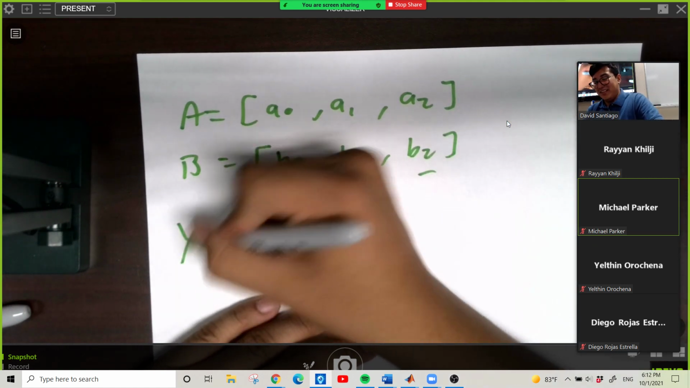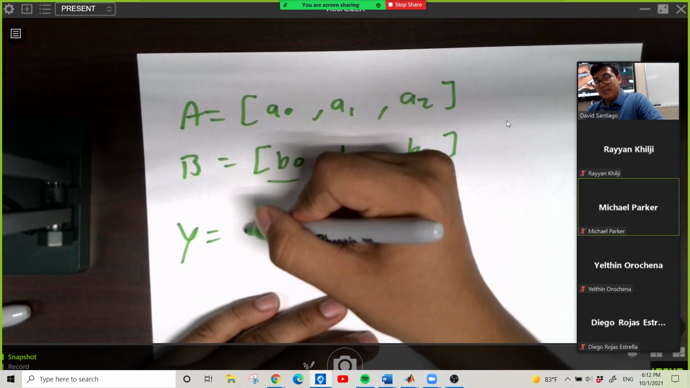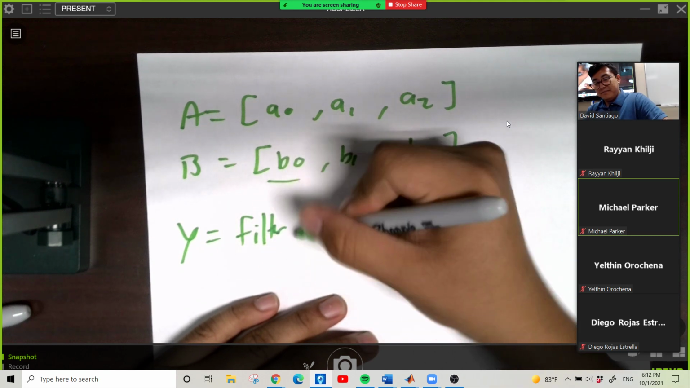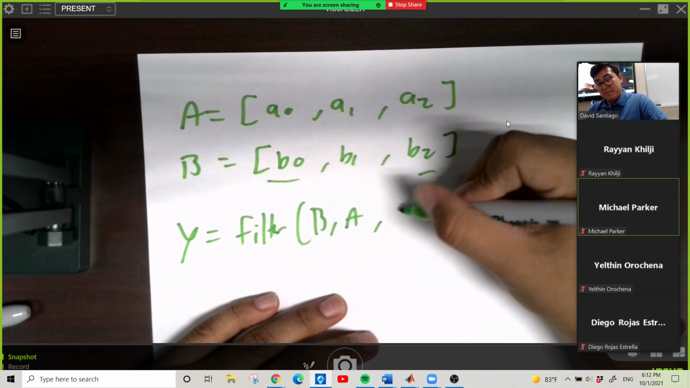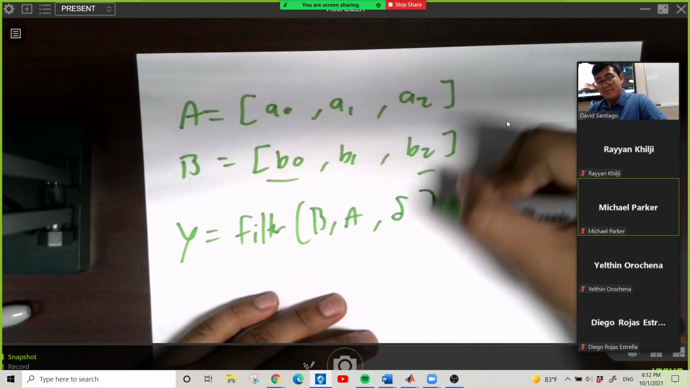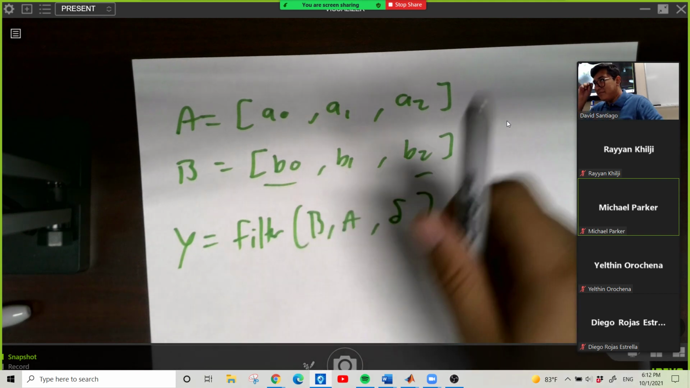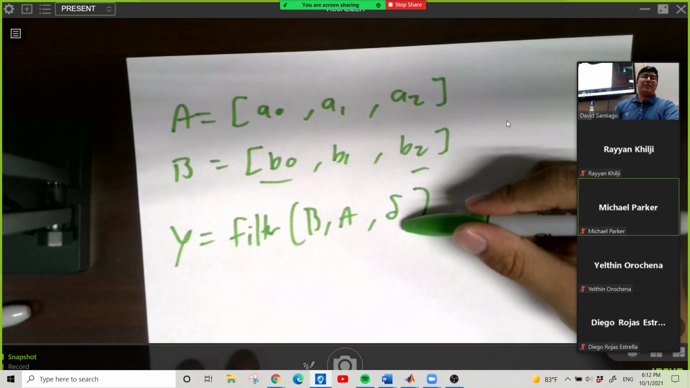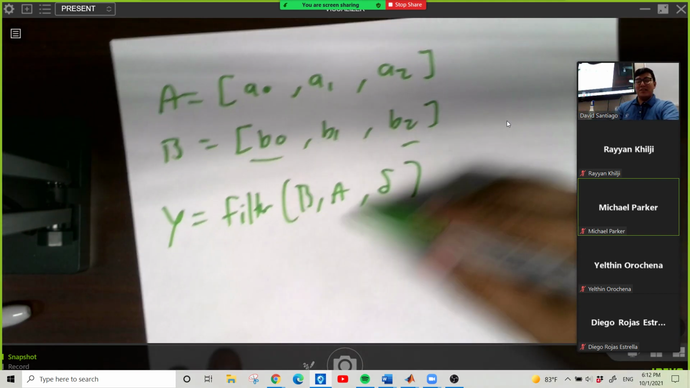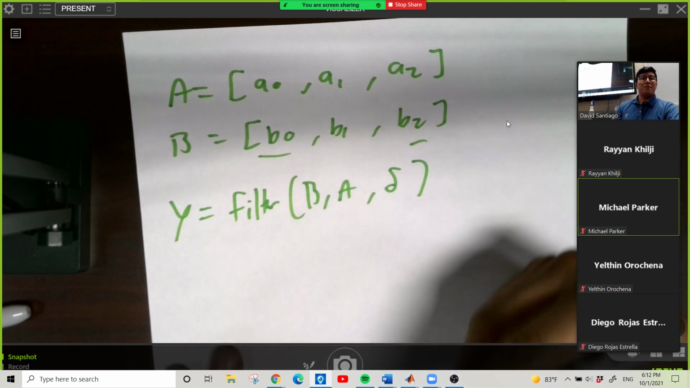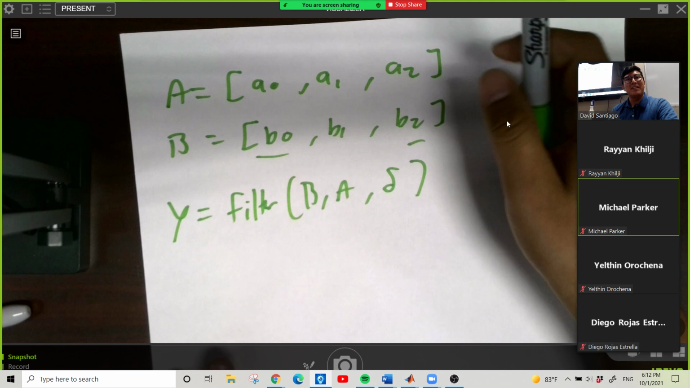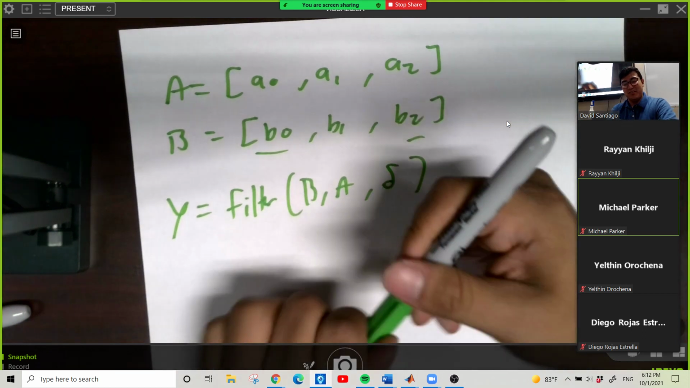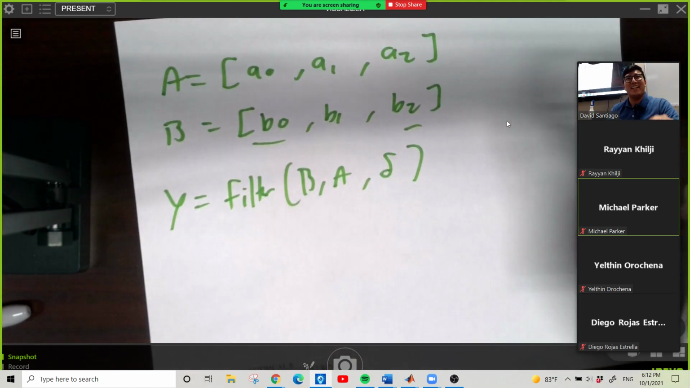And all you have to do is Y equals filter of B, A, and then just put your Dirac delta in there. And there you go. Then you can verify your impulse response based on the filter function itself. You put an input in there and see what it does. Make sense? Simple. And make sure this is a vector too. Someone's going to forget that.